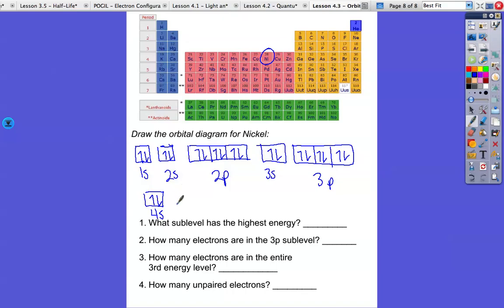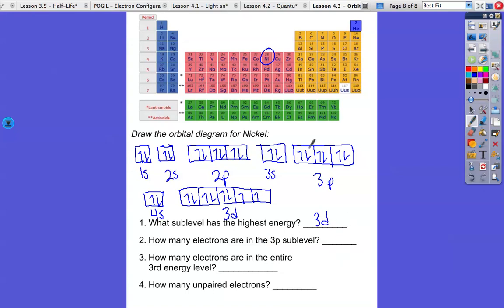And then we get to 3d, so now we need 5 boxes. Try to make these. And to get to nickel, we need 8 electrons. So I'm going to go through and give each orbital 1 helping of electrons. Go back 3 more to get my 8. So what sublevel has the highest energy? That would be 3d, because it's the last thing on my orbital diagram.